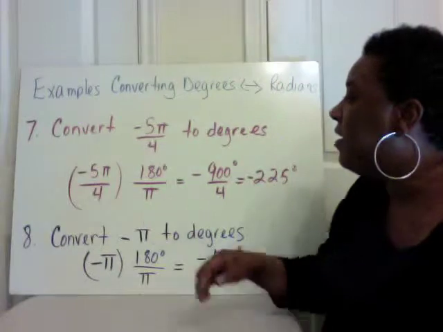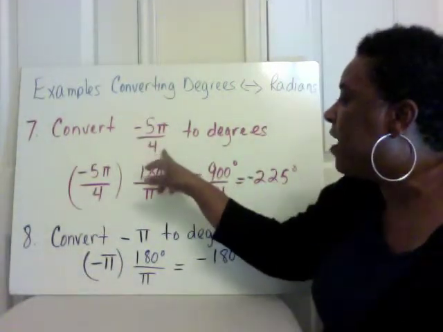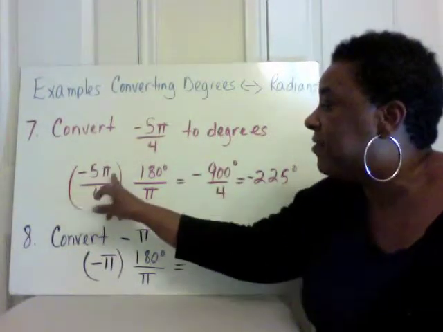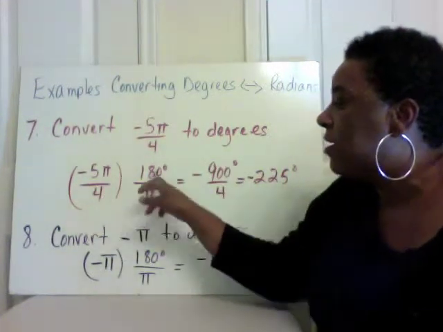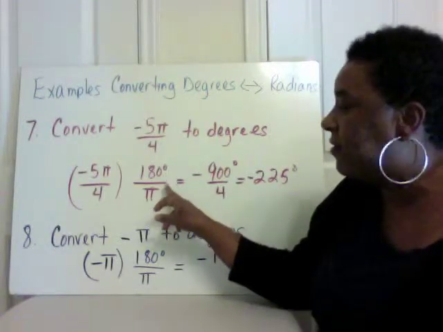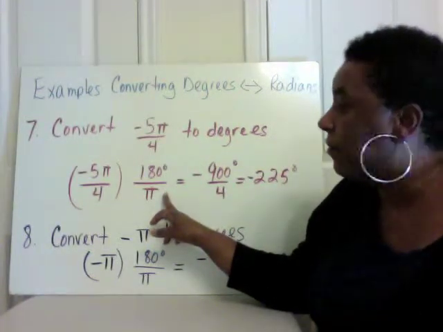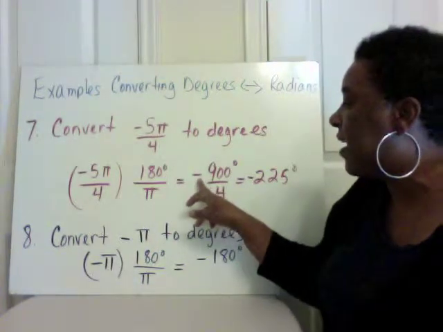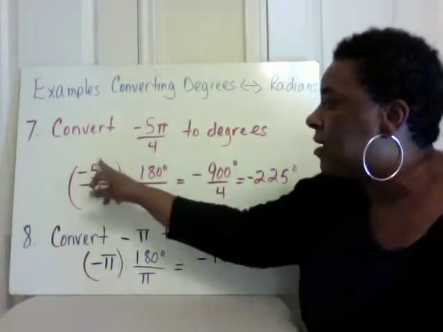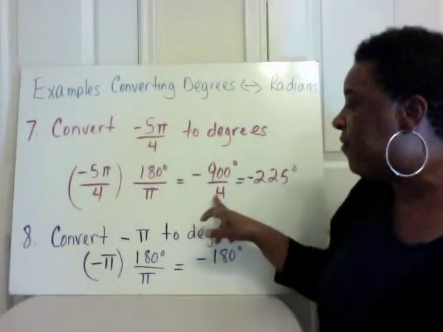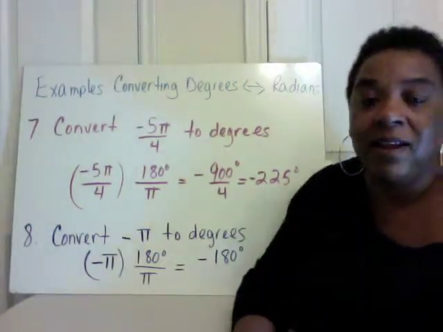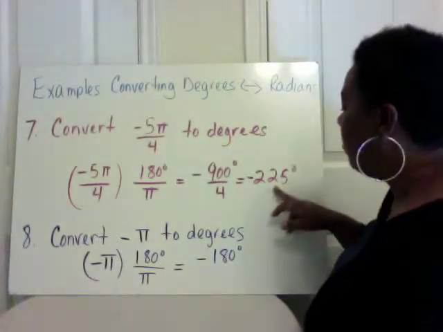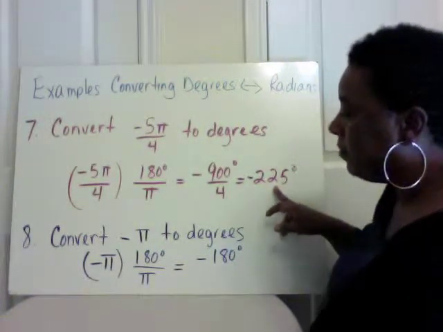Now let's convert negative 5 times pi divided by 4 to degrees. So we multiply negative 5 times pi divided by 4 times 180 degrees divided by pi. Negative 5 times 180 degrees equals negative 900 degrees. The pi's cancel out, and we have 4 in the denominator. Negative 900 degrees divided by 4 is negative 225 degrees.